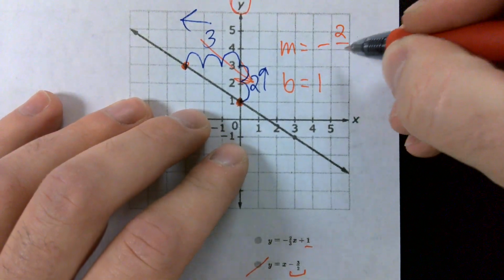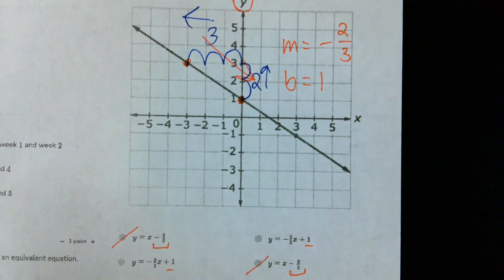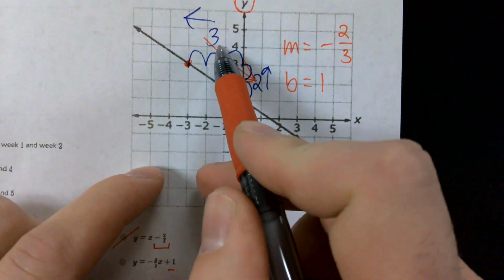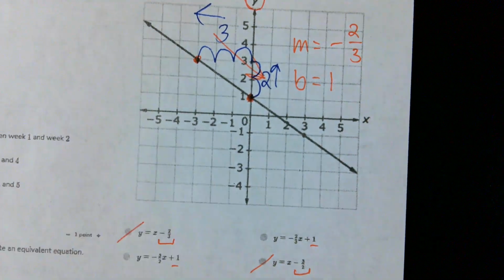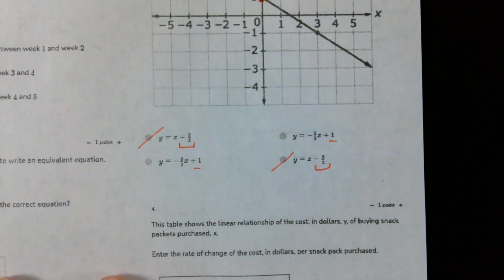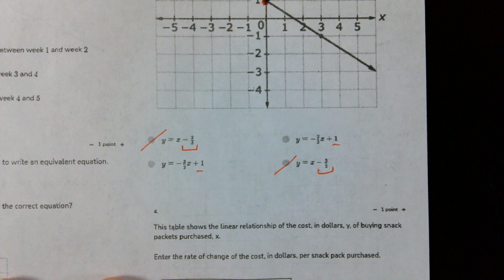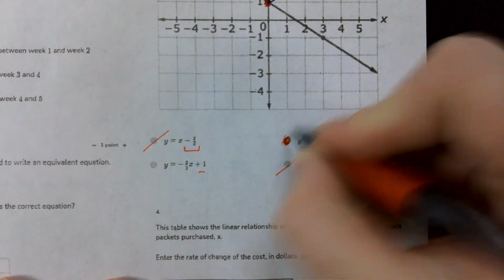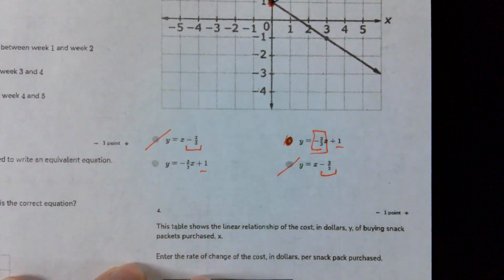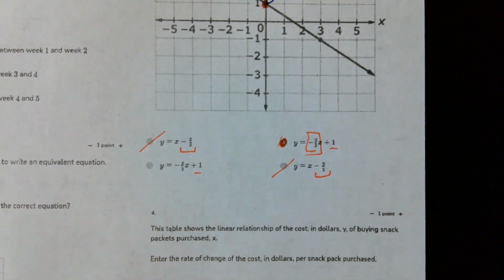2 over 3. Are you sure it's not 3 over 2? No. Good, yeah, it's not 3 over 2, right? Rise, our change in y, always has to go over our run, which is our change in x. So 2 over 3, we have to make sure that it's negative. So which answer choice is correct, B or C? B, we've got negative 2 over 3. That's the slope that we found by doing rise over run. There's our answer.